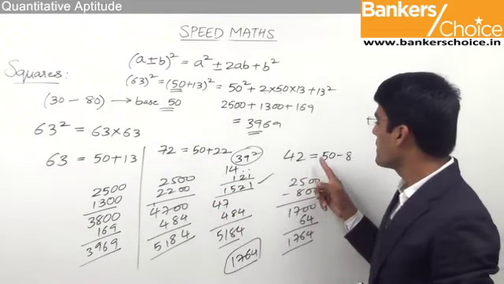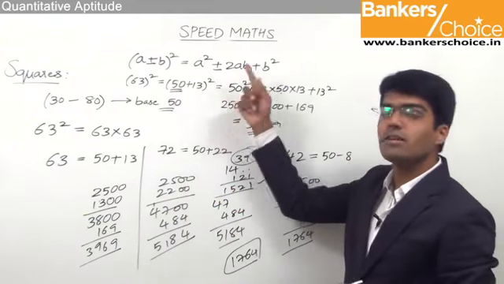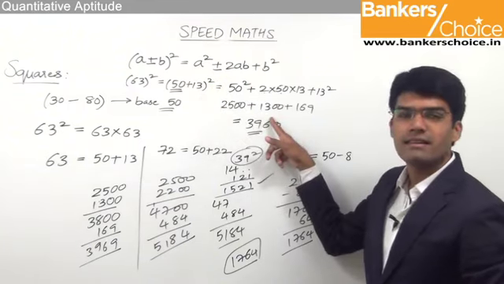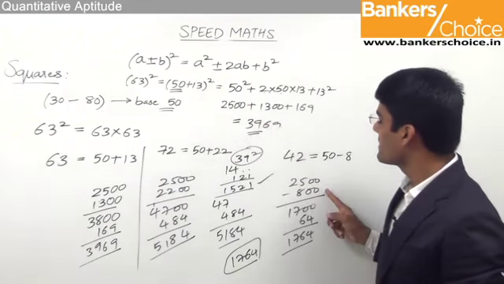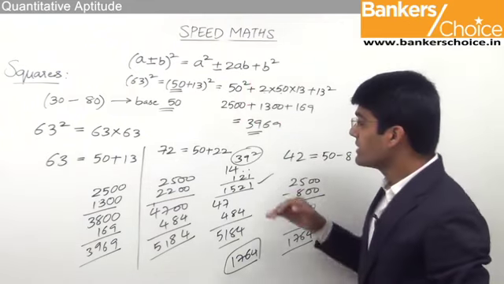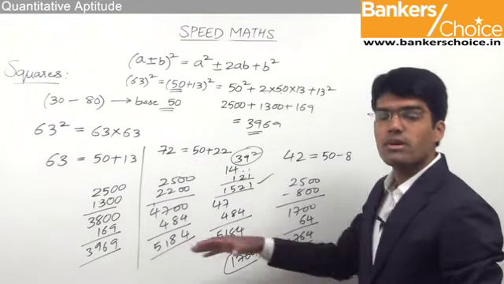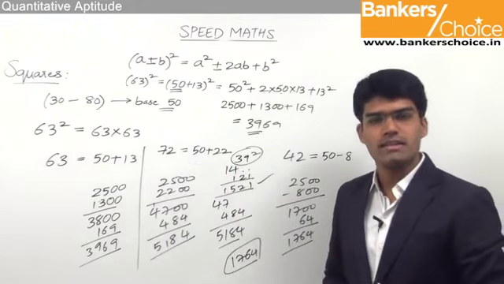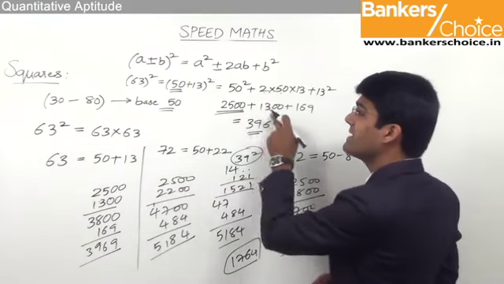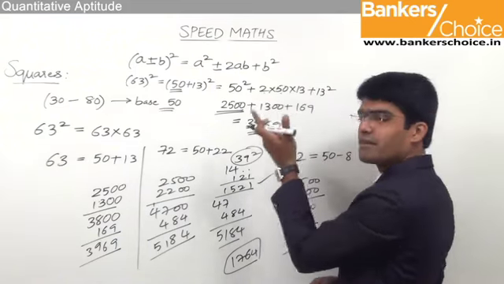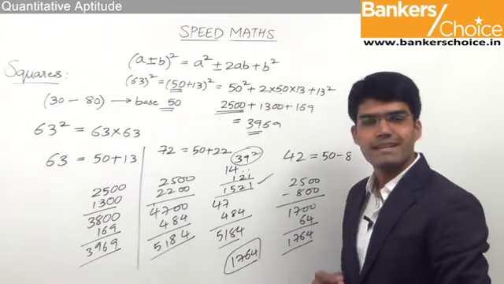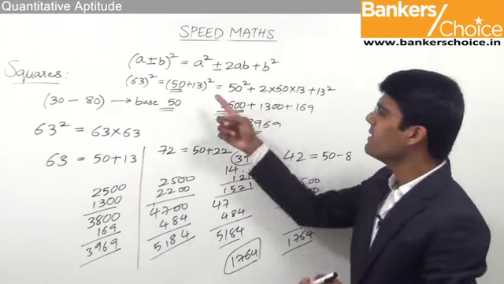Even in this case, when we take 42 as 50 minus 8, it is 50 minus 8 whole square. So 2500 is there. Because it is minus 8, we'll get minus 800. So 2500 minus 800, 1700, plus 8 square, 64. So that is how we get the answer as 1764. So this is the concept behind finding out the square in this manner. The two important advantages that we have here is, first term is always fixed. First term is always 2500, and the second term is b into 100, and the third term is b square. So because first term is fixed, we need not worry about it. Always you can take it as 2500, and the second term will be b into 100.